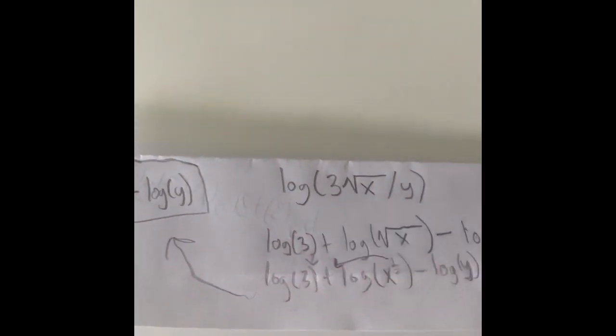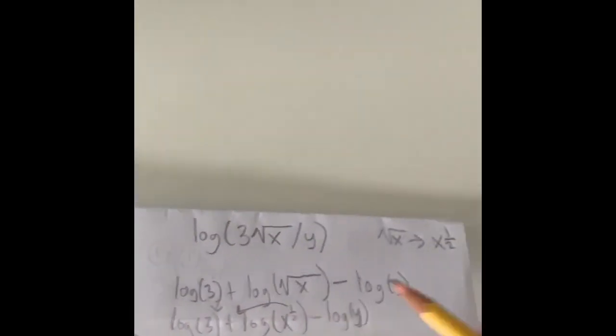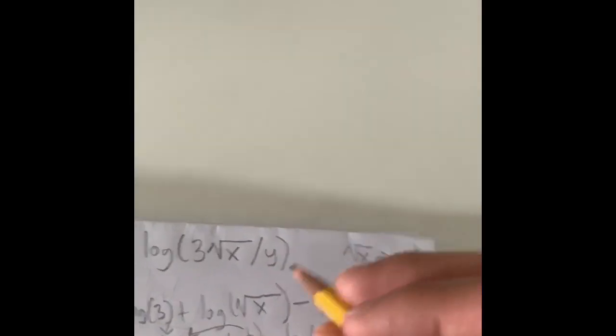And the main things you got to take away from this video for expanding logs: in logs, if they're multiplying, you're adding them into individual logs. If you're dividing, you're subtracting them into individual logs. If you have an exponent, you bring it to the front of the log. And if you have a square root, the square root is the same thing as a fraction exponent. Like in this case, the square root of x is x to the 1/2.